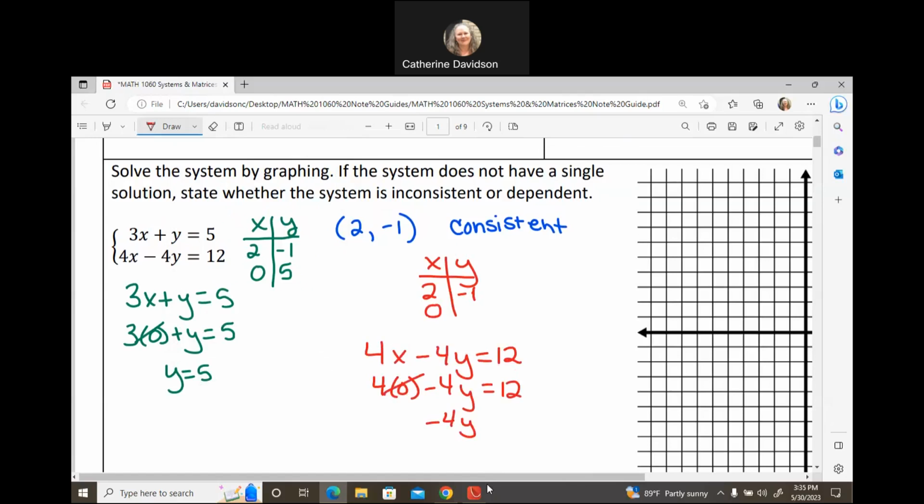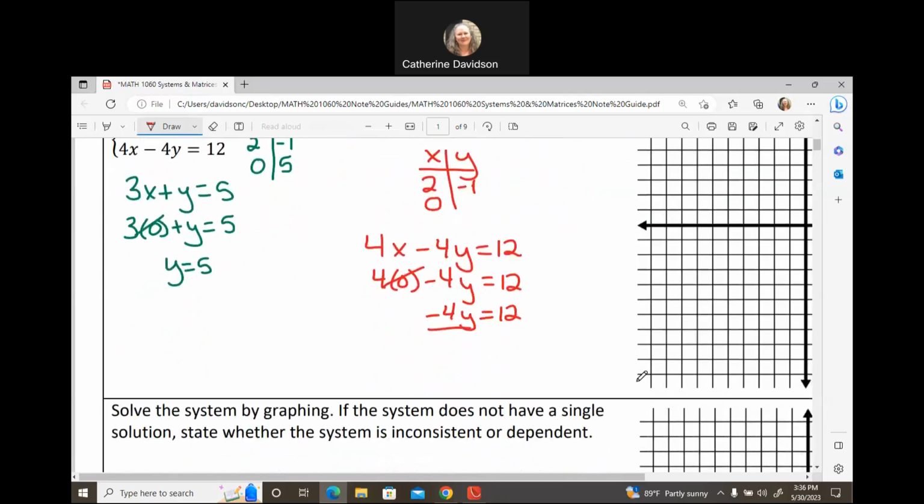We want to end up with a whole number. Let's do a negative 4y equals 12, and pull this down just a little bit. So divide each side through by negative 4. At this point, you should be able to do this. So that point is at (0, -3).